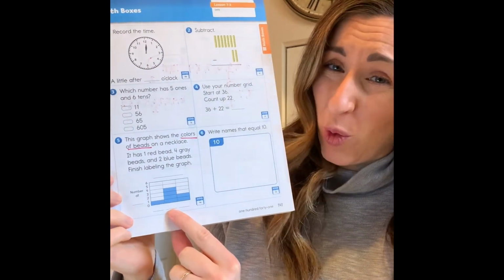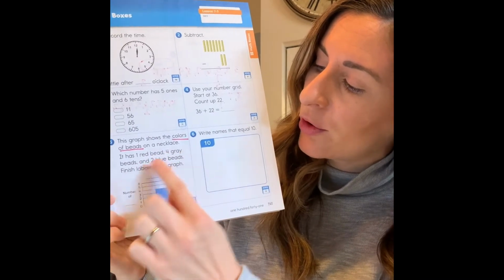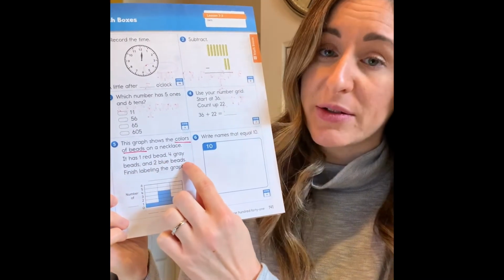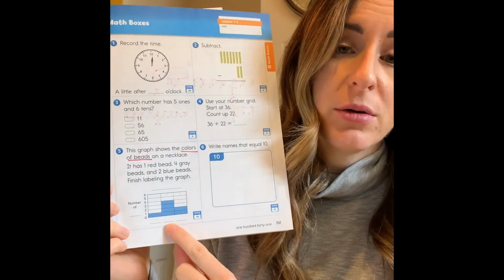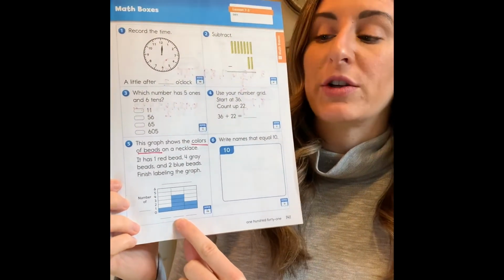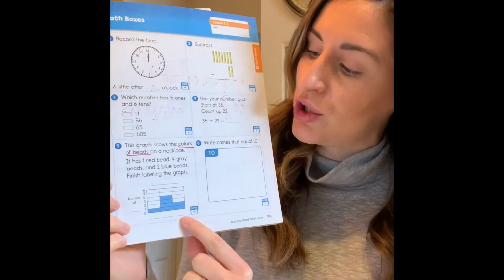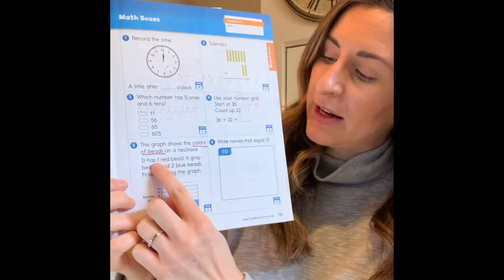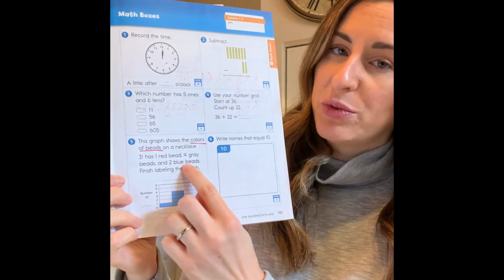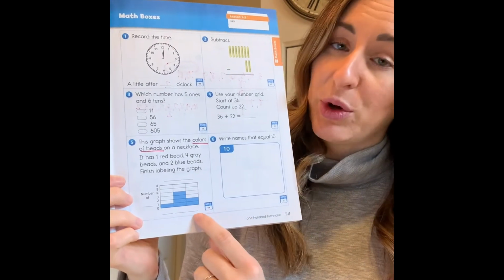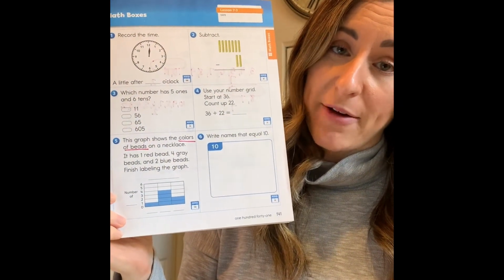Which color had 4? It has 1 red bead, 4 gray beads, and 2 blue beads. It was gray. So we're going to put gray under where it shows 4 blocks on the graph. Which color had 2? Let's read it again. It has 1 red bead, 4 gray beads, and 2 blue beads. So you're going to put blue here under where it shows the 2 on the graph.